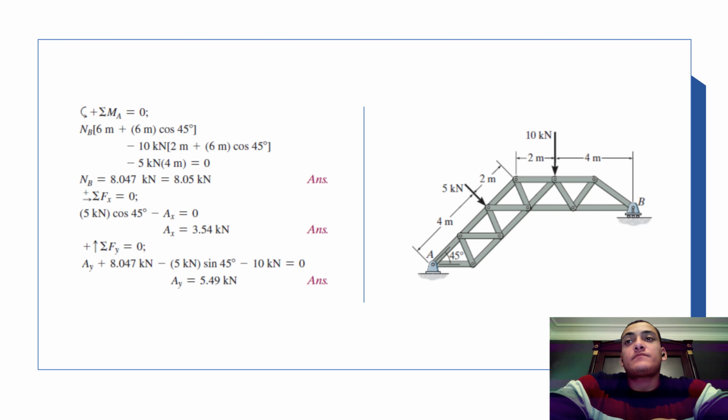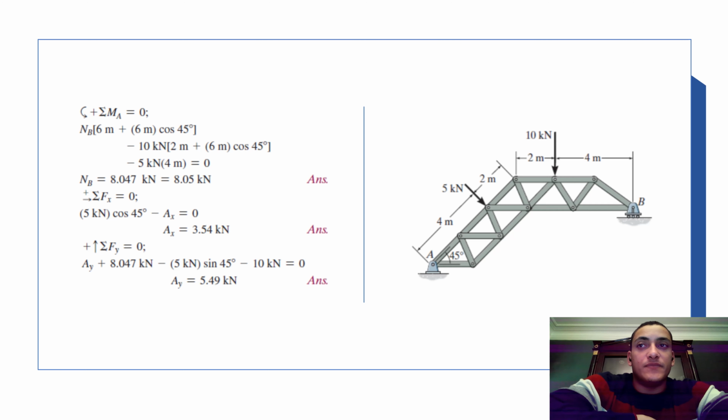Sigma Fx must equal 0. So we're going to do 5 kilonewtons cosine 45 minus AX, where AX is unknown, which equals 0. And the final answer is 3.54 kilonewtons.